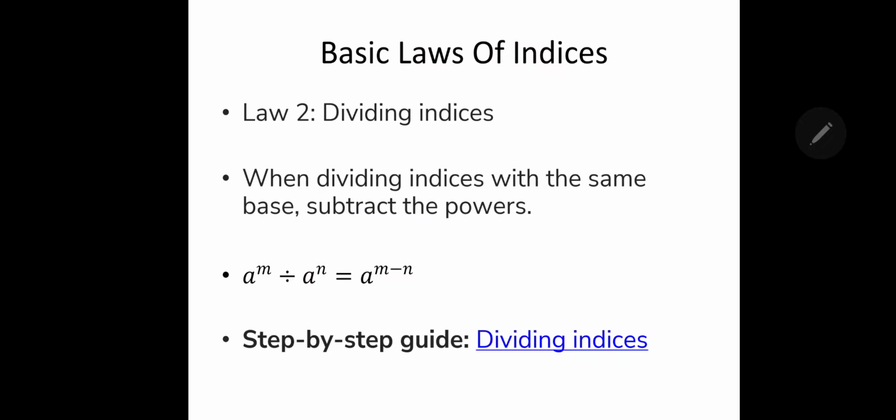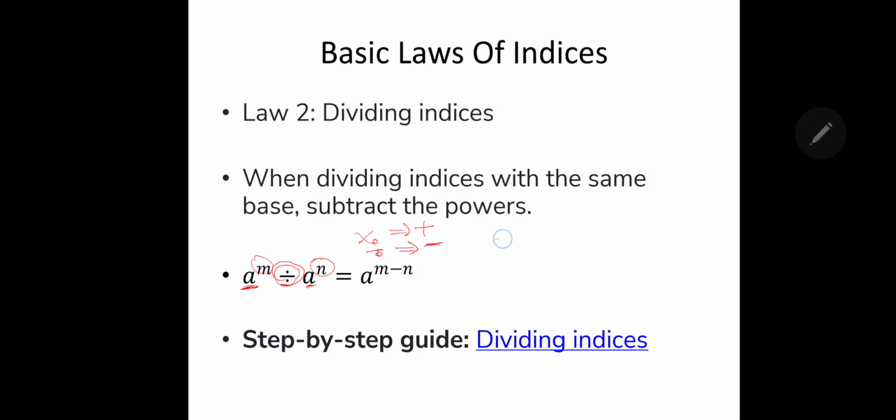The second law says when two same bases are dividing, you subtract their index. You understand? When two same bases are dividing, subtract their index, or powers, that's what I mean. So when dividing indices with the same base, subtract the powers. So see this, same base a, and you have m, and what changed? The sign. With multiplication, we add the powers. With division, we subtract the powers. Understand? Good. So let's take an example.